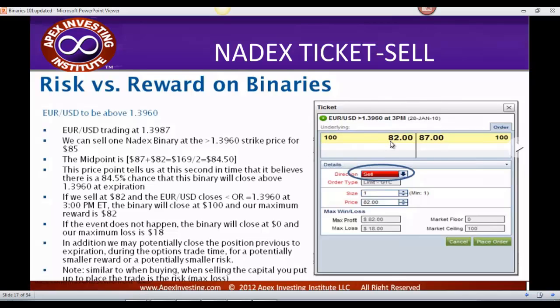So yes, Mohammed, if we took this actual trade here, if we sold this contract for 82, and by 3 p.m. the market was still above 39.60, so we were wrong, then yes, your maximum loss right there, 18 bucks. If you're correct, the market did go down, max profit, 82 bucks. Absolutely.